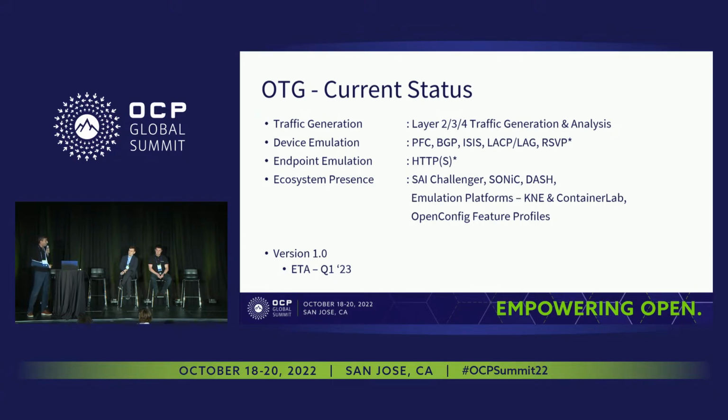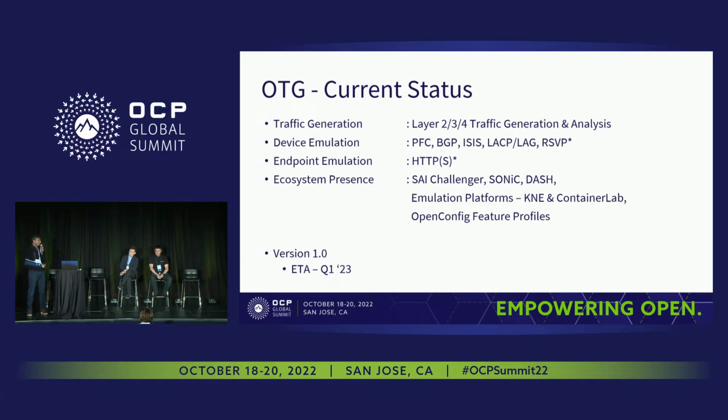And as a result of that, we are already present in many well-known ecosystems, whether it is SAI Challenger, what we are just talking about right now. Sonic PFC test cases use the same API. We're integral to a couple of emulation platforms, KNE and Container Lab. KNE, for those of you who are not familiar, is Kubernetes network emulation. It's a Google-supported project, and just this week it was announced in a major way at NANOG down in LA. We are part of that right from the get-go, and we're integrated very well into those.